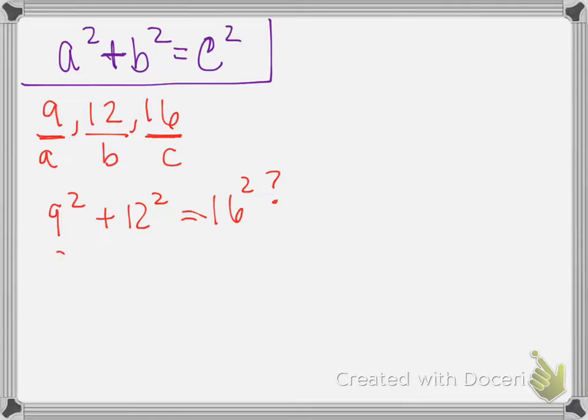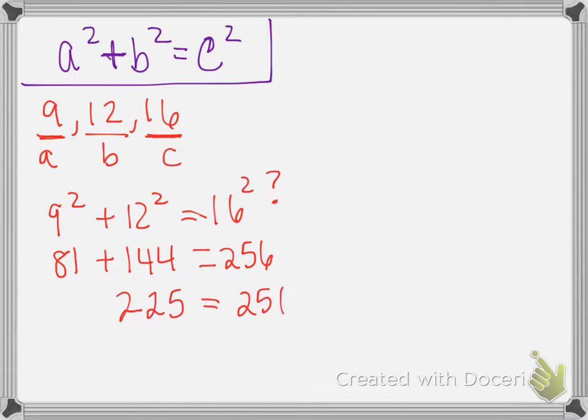So we need to square these numbers. That's 81, 144. 16 squared is 256. On the left, you add those numbers together and you get 225, which we know is not equal to 256. So these cannot be sides of a right triangle.